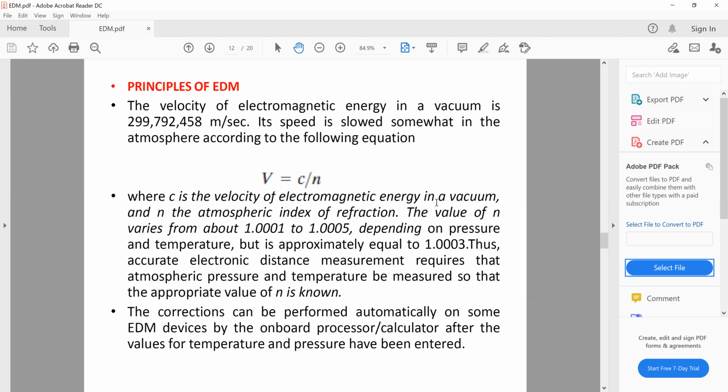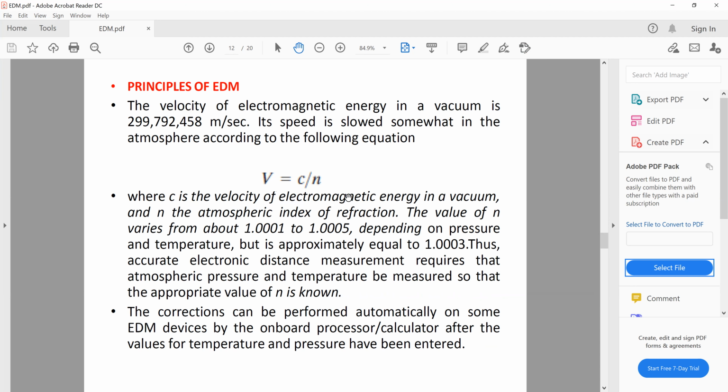So this N is the atmospheric index of refraction, and its value ranges from 1.0001 to 1.005, and it depends on temperature, it depends on pressure, so you can have different values at different times of the day. It depends on the topography. So basically it tells you about the atmospheric index of refraction. The greater the value, the lesser the velocity, and that means more energy is dissipated.